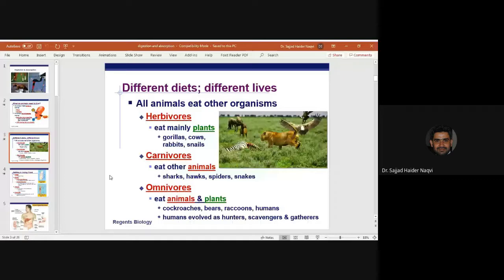We divide the animals on the basis of their dietary requirements or the dietary habits. These three categories are herbivores, carnivores, and omnivores. We know that herbivores are the one that rely on plants for their source of the food. Carnivores are the animals which eat other animals, and omnivores are the category which rely on both animals and plants as a source of their food. The human actually comes in the category of omnivores.